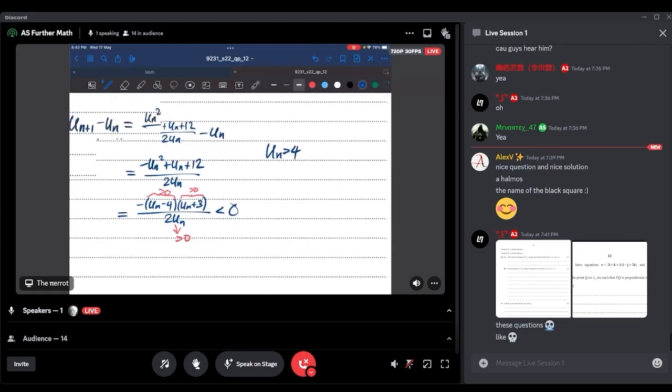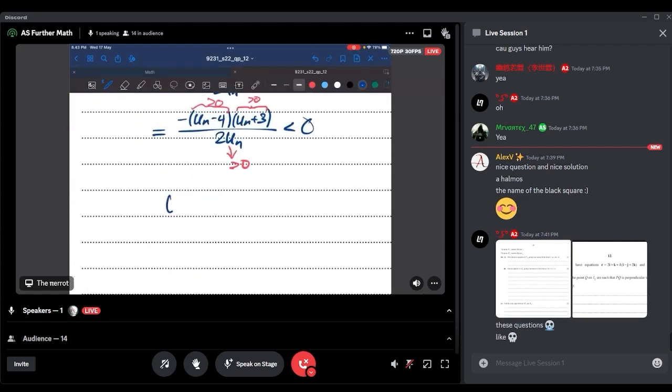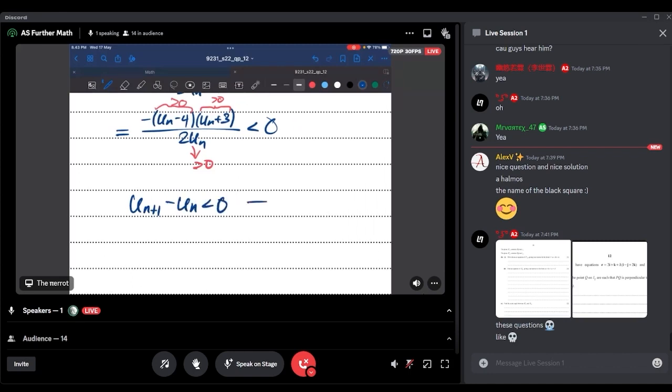And that's it. And so you have shown that the difference of these two terms is less than 0. And just transfer the un to the other side. Okay, and that's it.